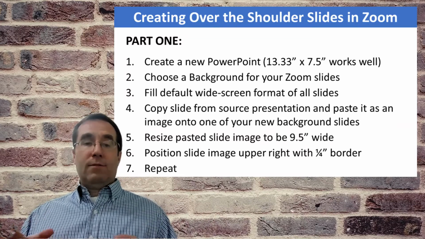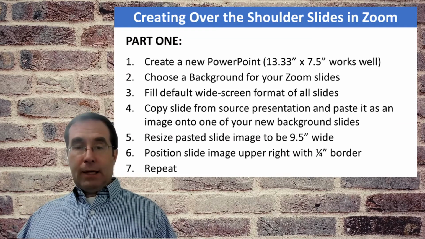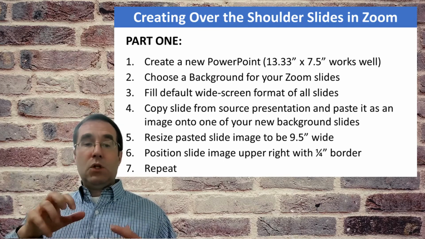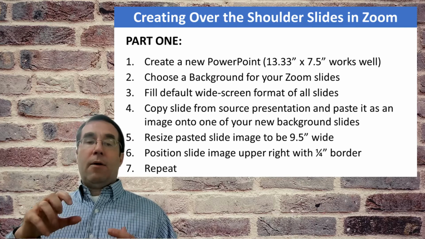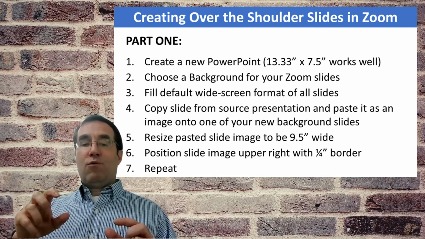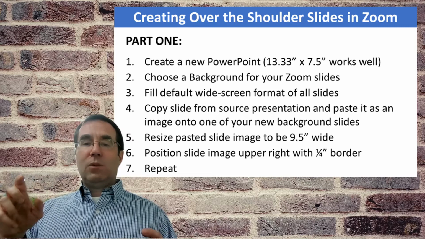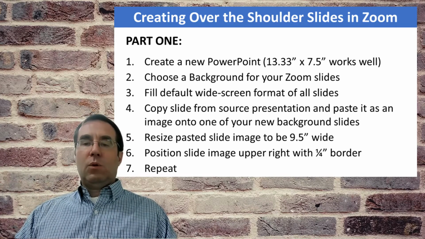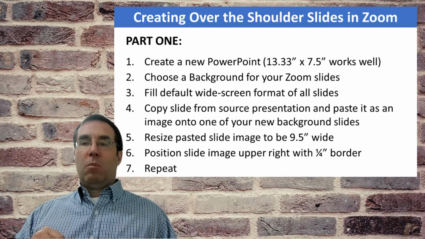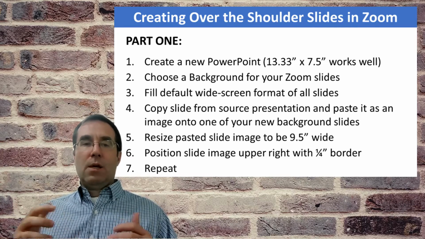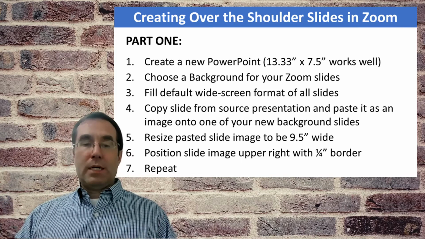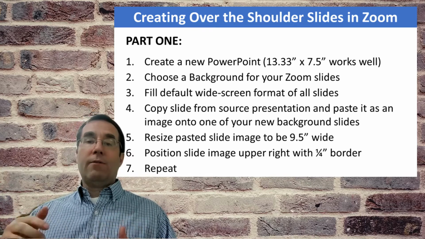And then what I've done is gone to my source deck and copied and pasted the slides into this new deck with my brick wall background. And I've pasted them as an image. And then I've resized them to be about 9.5 inches wide. And then I've moved them up into the upper right-hand corner with about a 1/4 inch border is what you're seeing, so that you see some of the background behind it to make it look a little bit more 3D. And then I've just done that for every single slide.